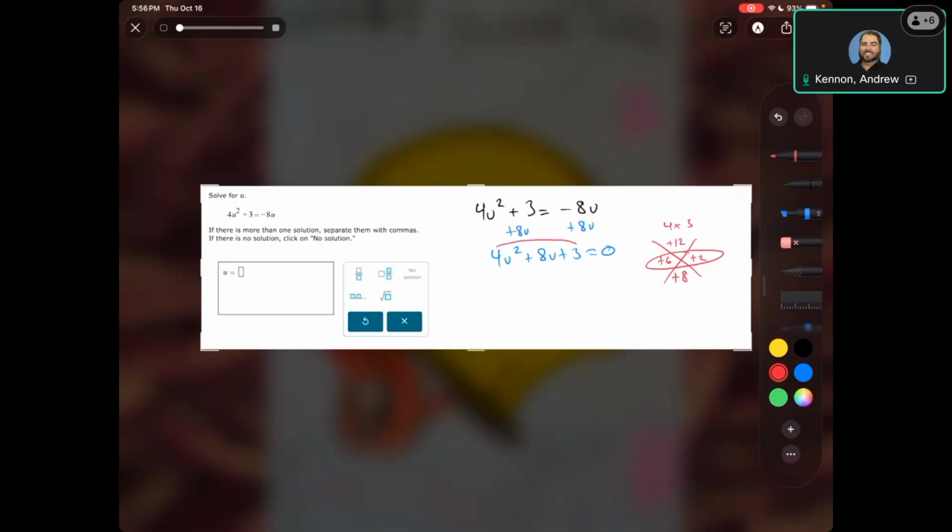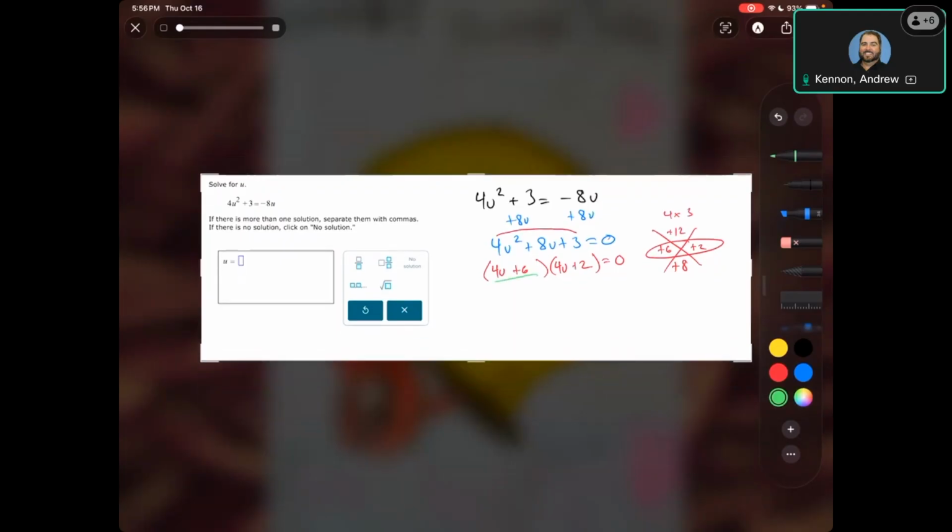Now there's several different ways you can go about this. I think we did this in class a little bit, but the way that I do it is I write 4u at the beginning of both of these, and then I write plus 6 and plus 2. Now this isn't right because if I FOIL this back out, it wouldn't match up. But if I divide this by 2 and this by 2, I get 2u plus 3 and 2u plus 1. And that one, if I FOIL back out, I could check my answer.